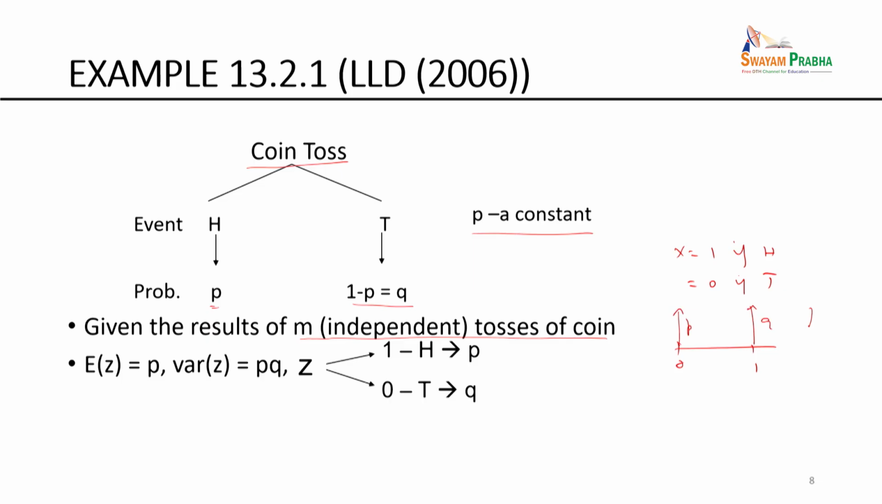p plus q is what? p plus q is equal to 1. So I'm trying to make m tosses, and we all know the results of the previous toss does not affect the future toss. So it's called independent. So given the Bernoulli distribution, you should be able to verify that the expected value of z, this is the observation z, is equal to 1 times p plus 0 times q, which is equal to p.